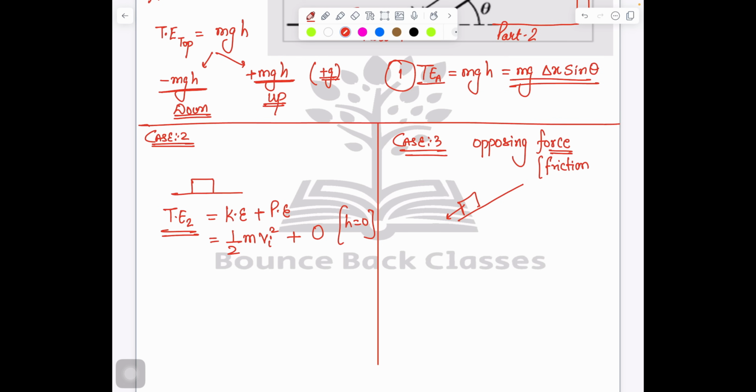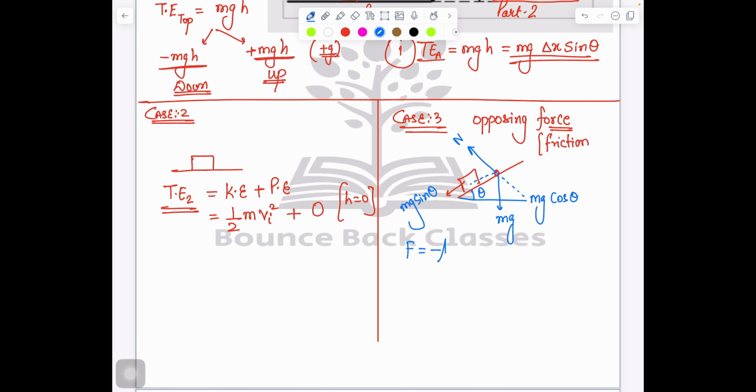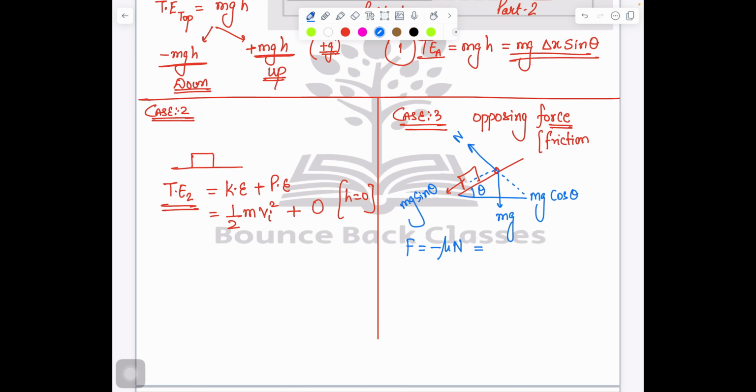Okay, now solve that. Let's say the body is here. First thing, it should be mg like this. So your normal N is like this. This part is your mg cos of theta, and this one is your mg sine of theta. Yes or no? And here you have the angle theta. Clear? So the first step, force of friction F is equal to minus mu k mu N. Yes or no? Minus mu, what is N? mg cos of theta. Yes.